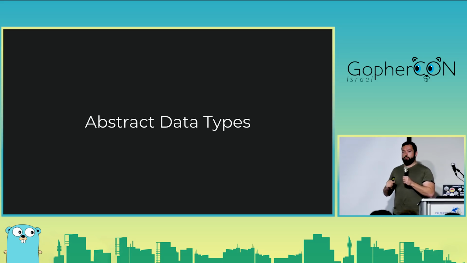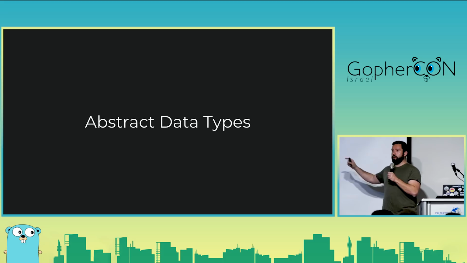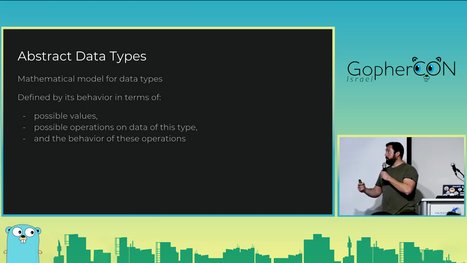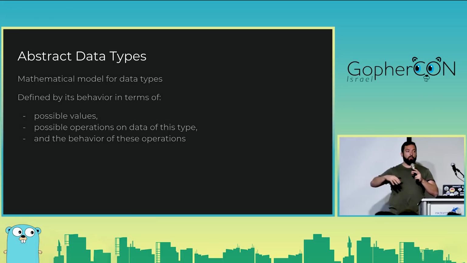So let's talk about abstract data types. Has anyone heard about this thing, abstract data types? Okay, not many. So abstract data types is a very useful mathematical way of thinking about types in general. The idea is that it allows you to define the possible values and their behavior, and then some axioms, or some rules that define how those values interact with each other.